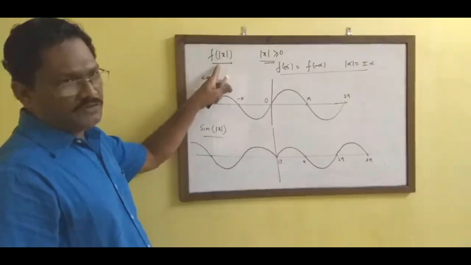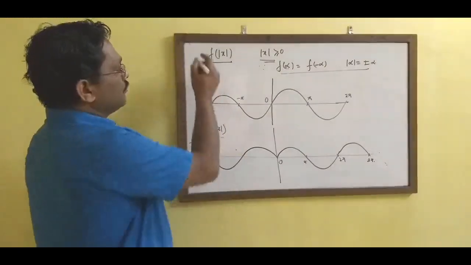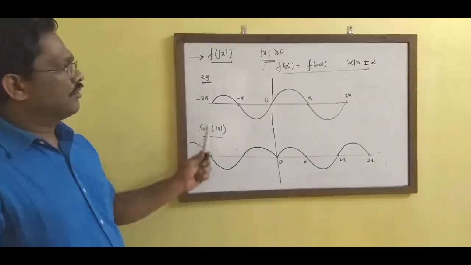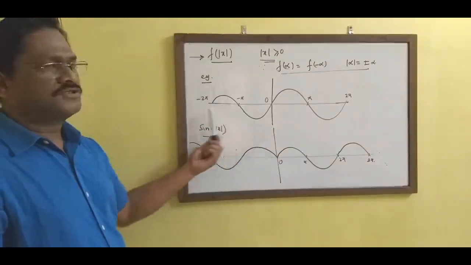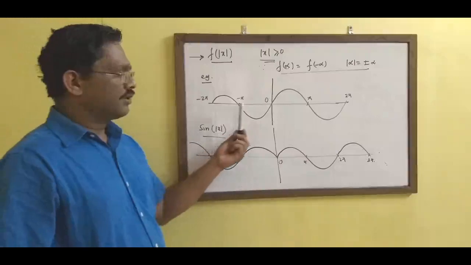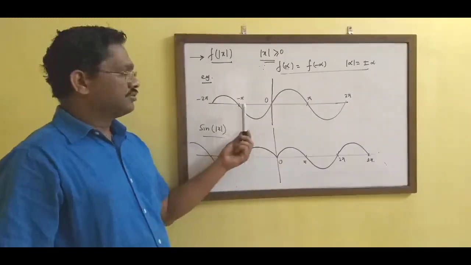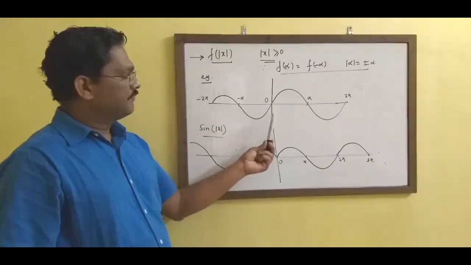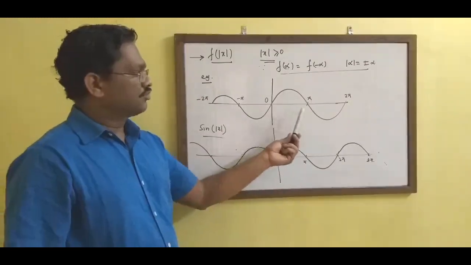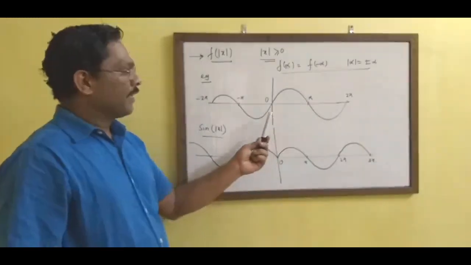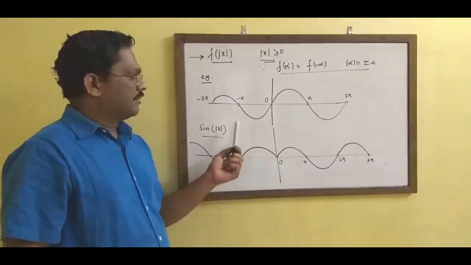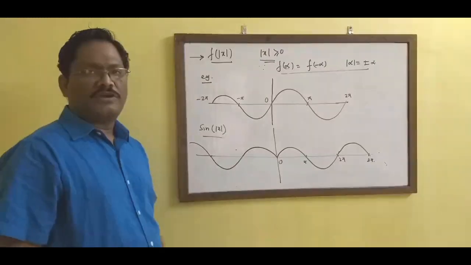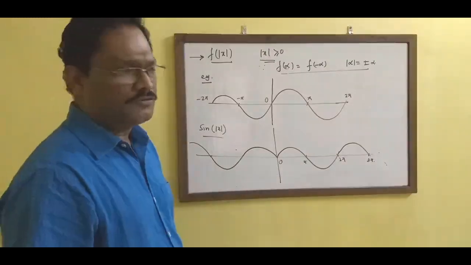So for drawing f of mod x, you have to consider this aspect. All you have to do is forget the left side of the graph, that is, forget the part of the graph which is valid on the left side of the x-axis. Just leave the part which remains on the right side. Take the mirror image of this part on the left side, and this complete graph will give you the graph of f of mod x.